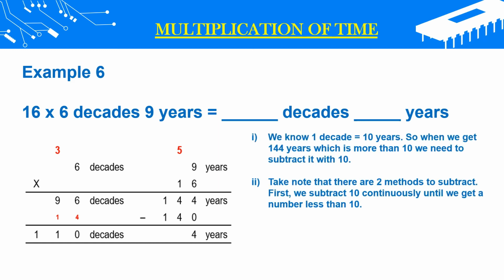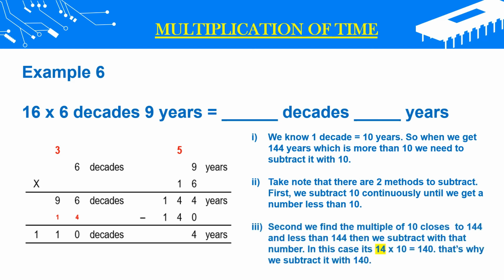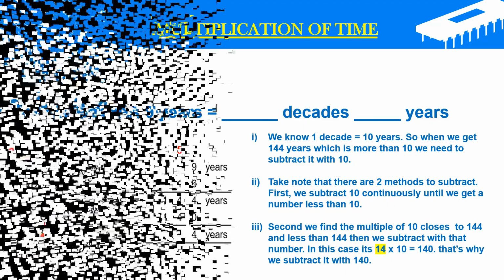We know 1 decade is equal to 10 years. So, for 144 years, we look for the multiple of 10 which is nearest to 144. In this case, it's 140. So, 144 subtract by 140 will give you 4 years. 14 times 10 will give you 140. So, we will add 14 with 96 decades, which will give you 110 decades 4 years.